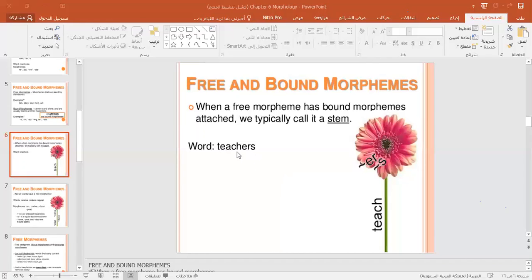So the stem here is what? Teach. It is teach. Look at this picture to illustrate. It makes it clear. You see the stem of the flower here. So teach looks like a stem. The ER and the S are attached to it as bound morphemes. So when you remove the suffixes here, what remains is called what? The stem. The word teach. So teach is the stem. ER and S are bound morphemes.